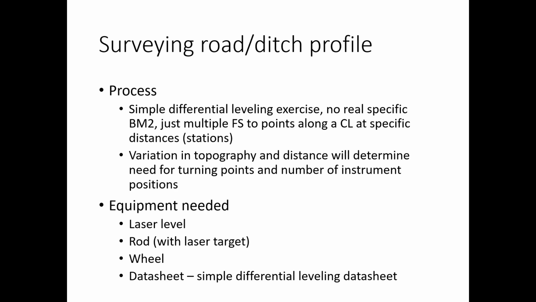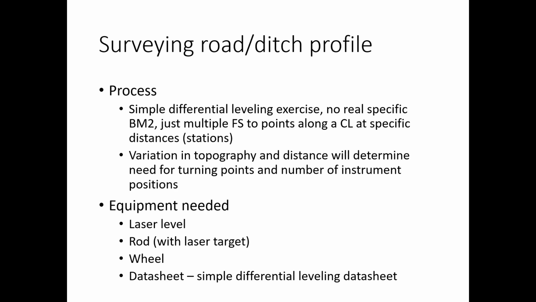Thinking about what we need to do in addition to just regular foresights, the variation in topography and distance will determine any need for turning points and the number of instrument positions. Sometimes if it's a really flat road, you can go a pretty far ways down. The problem is just the limitations of the instrumentation. Even the laser level can only go so far. You may only be able to get 500-600 feet at most down the road before you need to move the instrument, purely because the laser just can't reach that far and the signal starts to wear out.